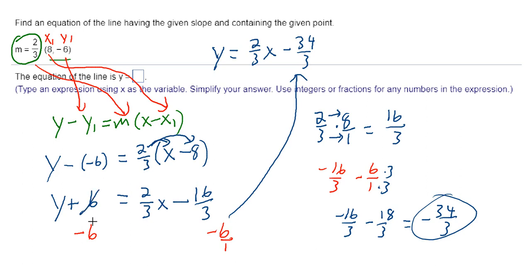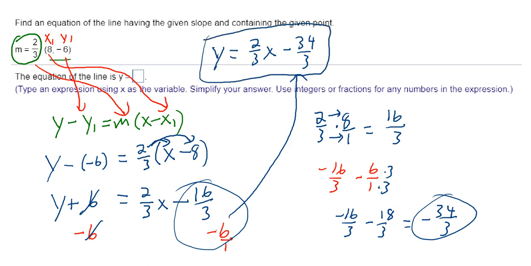All right, so again, the plus 6, the minus 6 cancels out. The 2/3 x just gets copied over. And then combining these two numbers together, we get 34 over 3. And so that would be the equation of this line. And so that's kind of worst case scenario for this type of problem, given the slope and some random point, having some tough fractions to deal with.